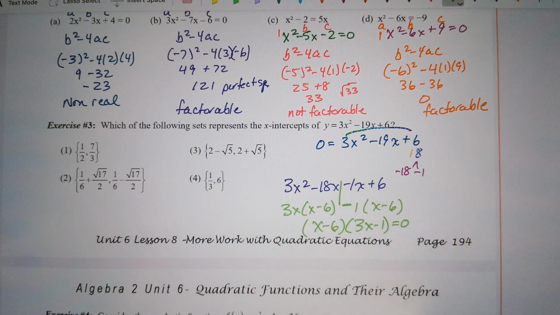Back to our equation, equals 0. Set each factor equal to 0, so x equals 6. Adding 1, dividing by 3, x equals 1/3. Choice 4.